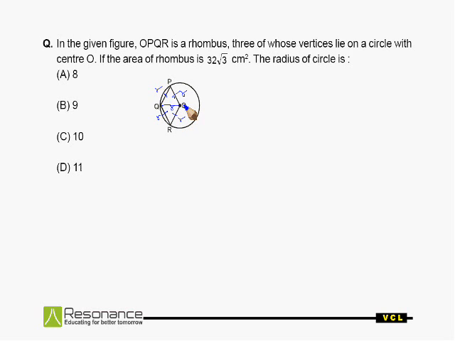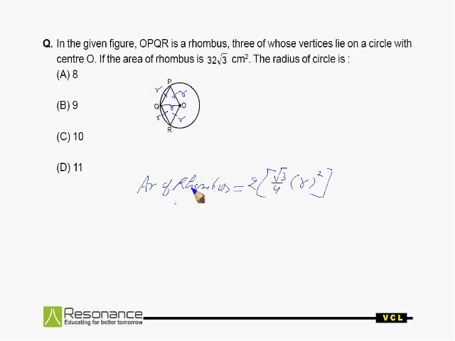So we see that the rhombus OPQR is divided into two parts, each one an equilateral triangle, because OPQ is an equilateral triangle with side R, and OQR is also an equilateral triangle with side R. So we can find the area of the rhombus by adding the areas of the two equilateral triangles with side R. So the area of rhombus is equal to 2 times the area of equilateral triangle, that is root 3 by 4 into side R, R square.